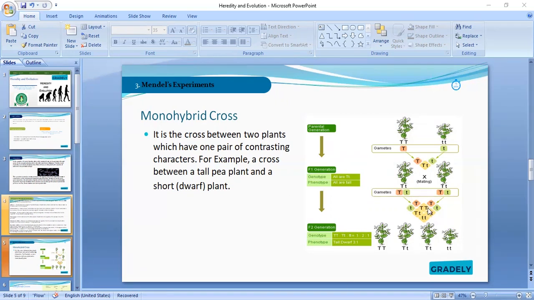Capital T is 1. If they ask you what is the phenotypic and genotypic ratio, now look at what you do. For the genotypic ratio, we are not seeing tallness or shortness. What we are seeing is letters. Are you getting it?